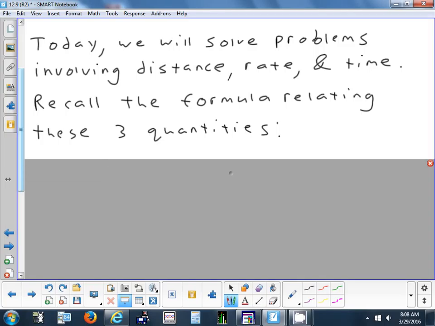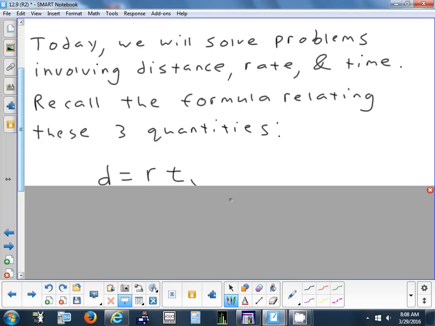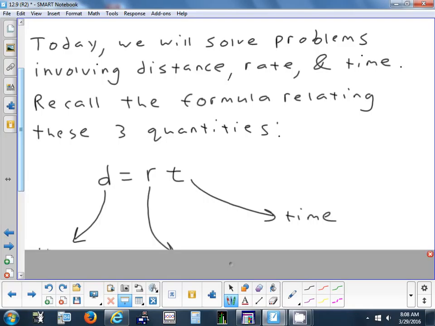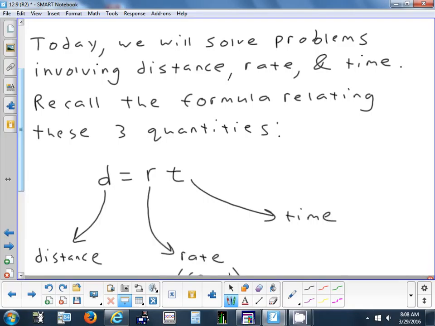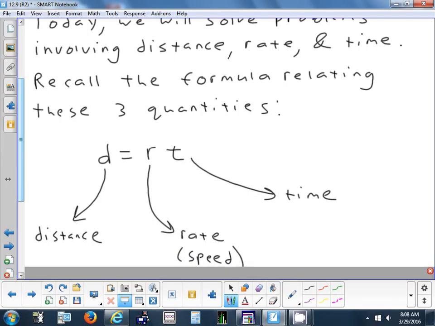Okay, somebody remind me again, what's that formula that relates distance, speed, and time? It's D equals... Yep. I usually use D for distance, R for your speed or your rate, and T for time. So that goes with formulas? That goes right with the formula line, correct.